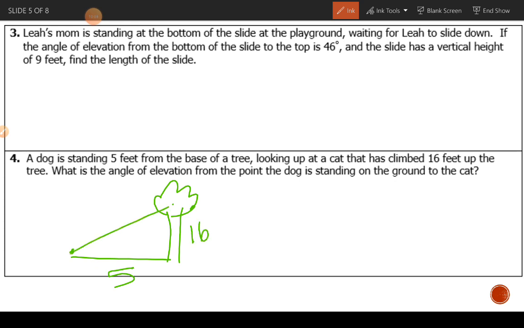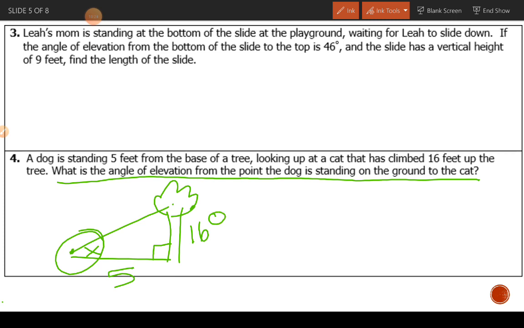All right, so here's our triangle that we have here. It wants to know what is the angle of elevation of the dog. So it's asking us for x here. So in this case, we're looking for the angle, which is a little bit different than the last time. So again, we circle the angle. The 16 is going to be the opposite. The 5 is going to be the adjacent because it's touching. And then we don't have any information for the hypotenuse.